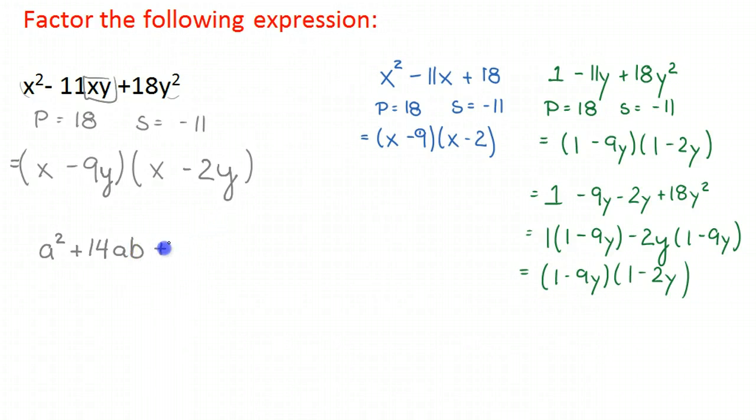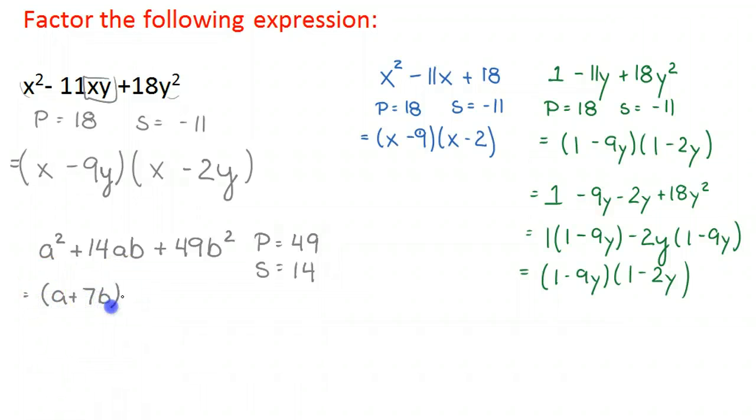and let's say plus 49b squared. So again, initially this could be a little bit intimidating, but what I noticed is that I have an a squared, I have a b squared, and I have ab. So I'm going to factor this just like I usually would. The product is 49, and the sum is equal to 14, and those two numbers are 7 and 7. So I'm going to get a plus 7b times a plus 7b, and that's a perfect square, so I have a plus 7b squared, and I'm done.